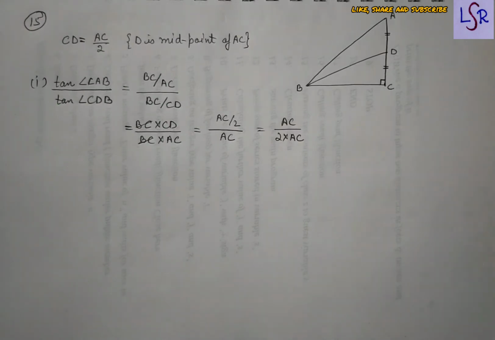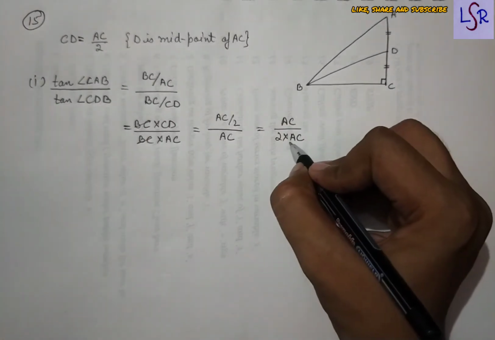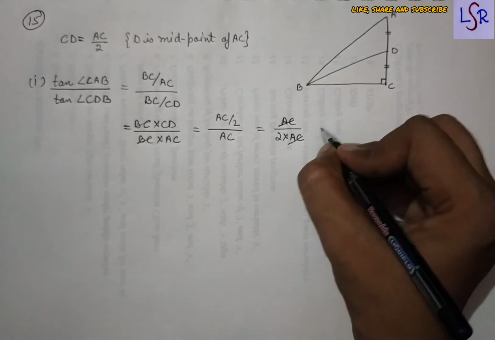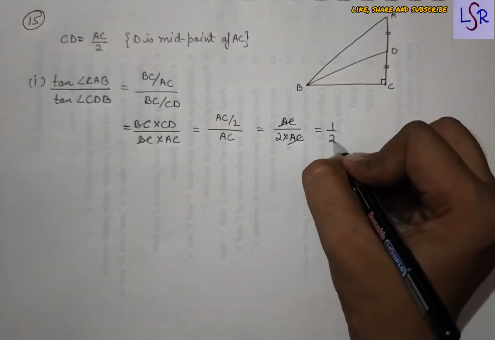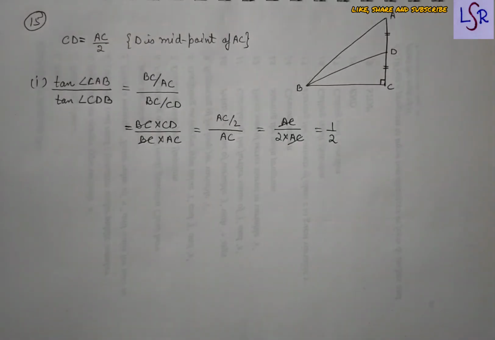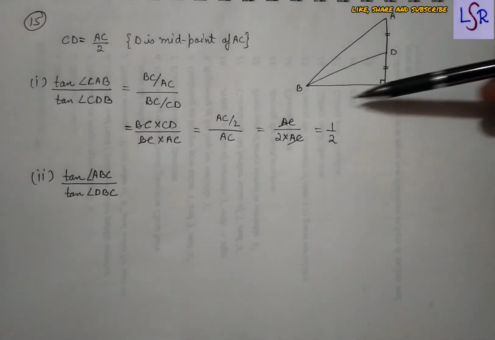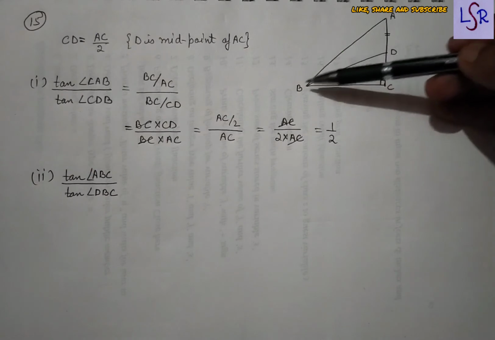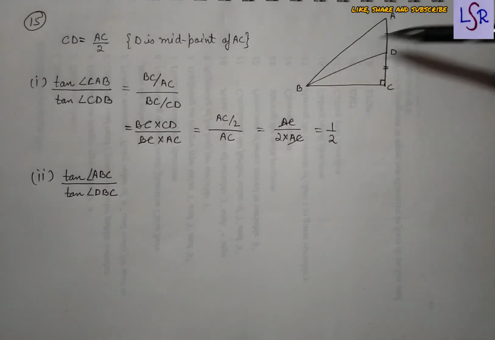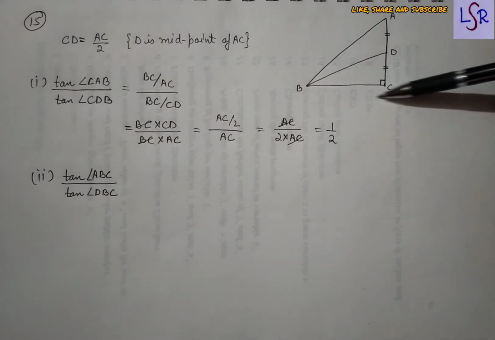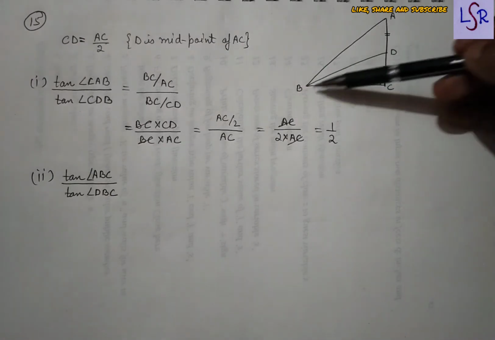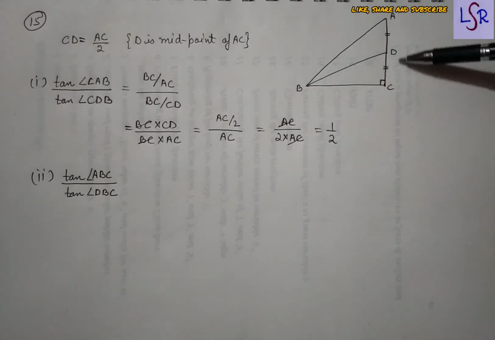Here this AC can be cancelled by this AC and we are left with 1 upon 2 as answer for this part. Here we are having tan of angle ABC and DBC. For angle ABC, that is this whole, this will be the perpendicular and this will be the base, and for the DBC, that is for this much only, this is perpendicular and this whole is base.